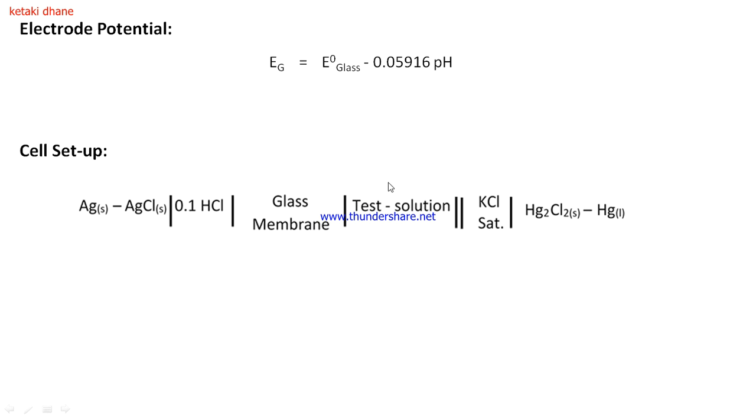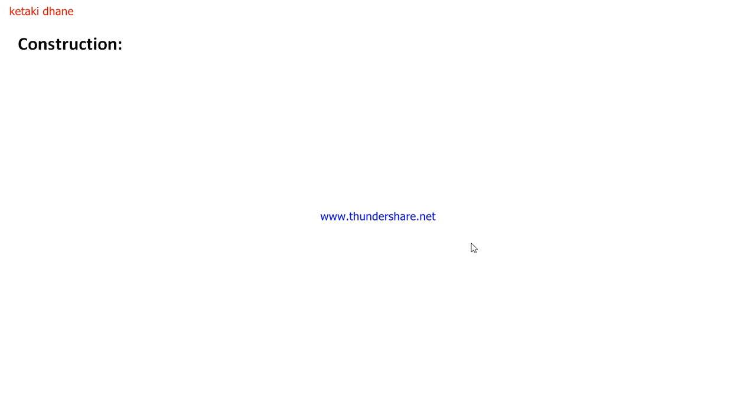This whole electrode we have dipped in the test solution, and there is presence of a salt bridge between the calomel electrode and the first glass electrode. So this salt bridge we are going to provide here is a potassium chloride salt bridge. This is a glass electrode which we have dipped along with its glass membrane in the calomel electrode, and there is presence of a salt bridge.